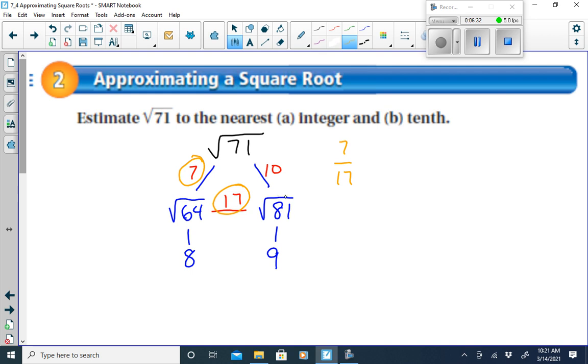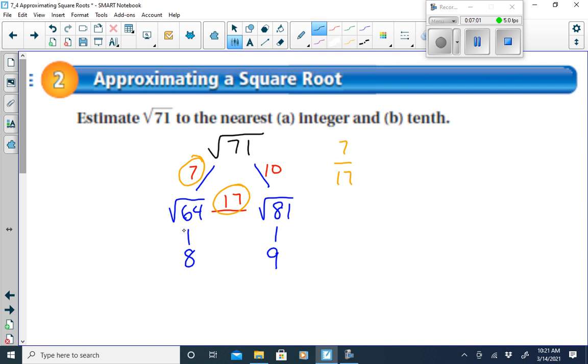Well, we know that the square root of 81 is 9, and the square root of 64 is 8. So the square root of 71 is in between 8 and 9, meaning that it's greater than 8 and less than 9. Well, if we see that 71 is 7 away from 64 and 10 away from 81, it means that the square root of 71 is closer to 8 than it is to 9.